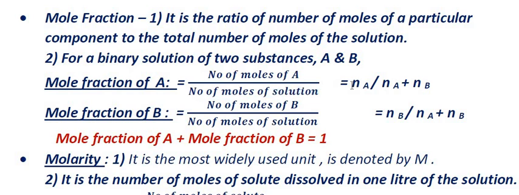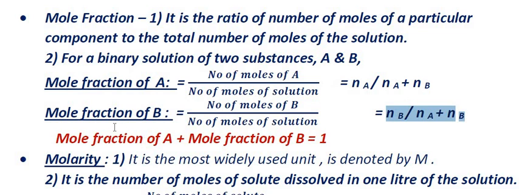So here Na is representing the number of moles of A and Nb is representing the number of moles of B, and this is how we are going to calculate the mole fraction of A. So mole fraction of A is given by the formula number of moles of A upon total number of moles or number of moles of solution. So solution is made up of both solute and solvent. So in the denominator you will have the sum of number of moles of both A and B. So this is the final formula that you are going to use to calculate the mole fraction of A. Similarly, mole fraction of B can be calculated as number of moles of B upon total number of moles. So total number of moles is equal to Na plus Nb.